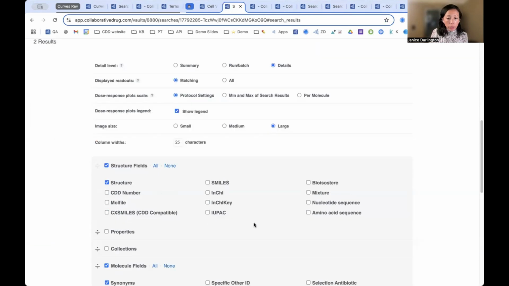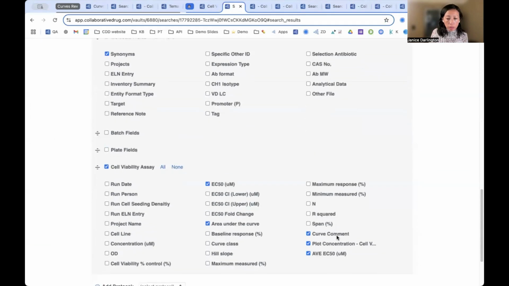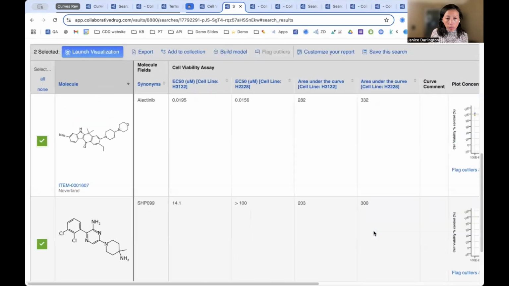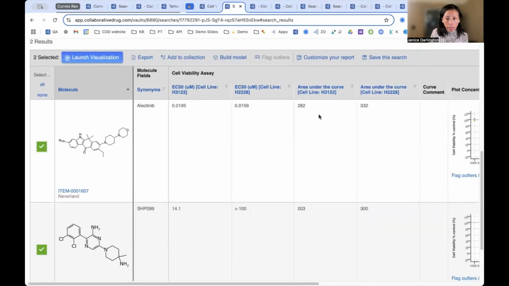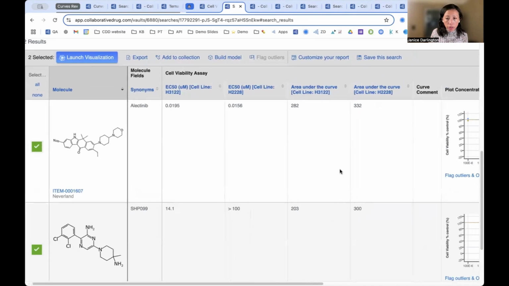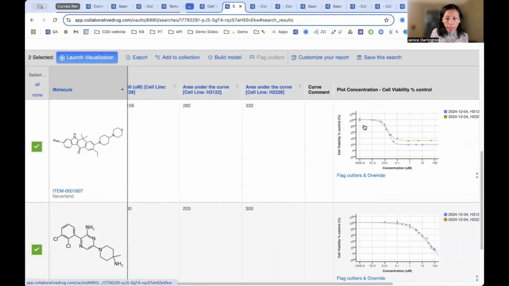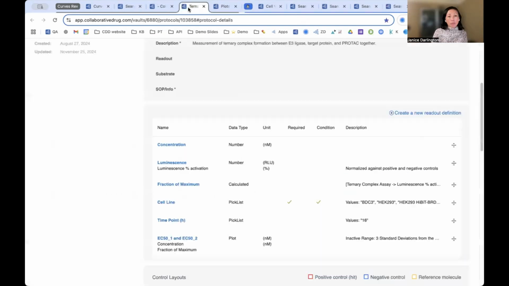All right, we'll go ahead and update the report. And here's our area under the curve. We're actually taking the connecting straight line and then calculating the area under the curve.